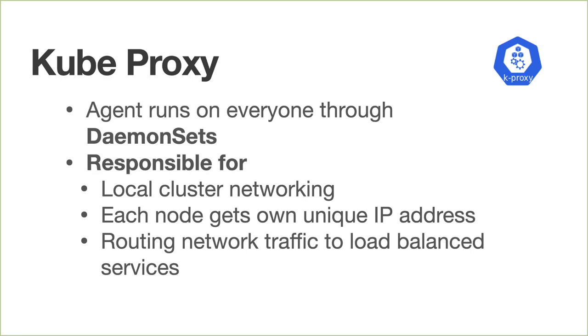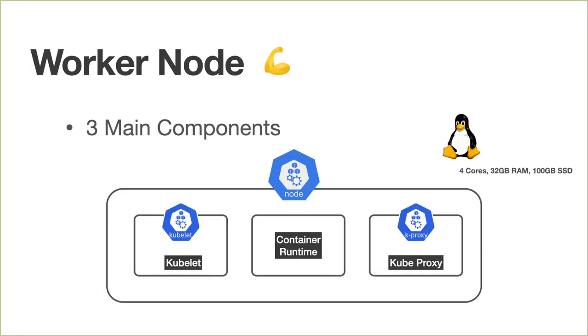So for example, if two pods want to talk to each other, kube proxy is what's doing the magic. If you as a client want to send a request to your cluster, kube proxy is responsible for handling all of that. So there you have it. Now you know about the three main components within the worker node.